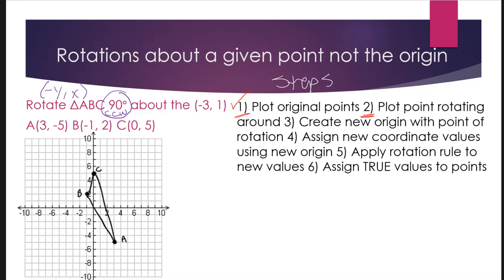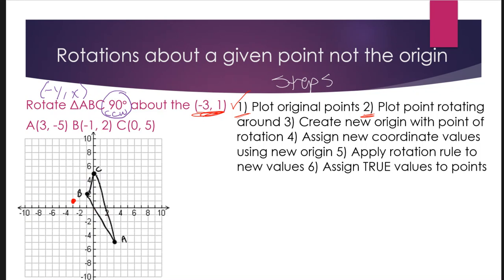So anyway, the second thing we need to do is plot the point you're rotating around. The point I'm going to rotate around is this point, (-3, 1). So -3, +1, that's the point I'm plotting. That's what I'm going to now be rotating around, that point, not the origin, which is here. So erase, erase. All right.